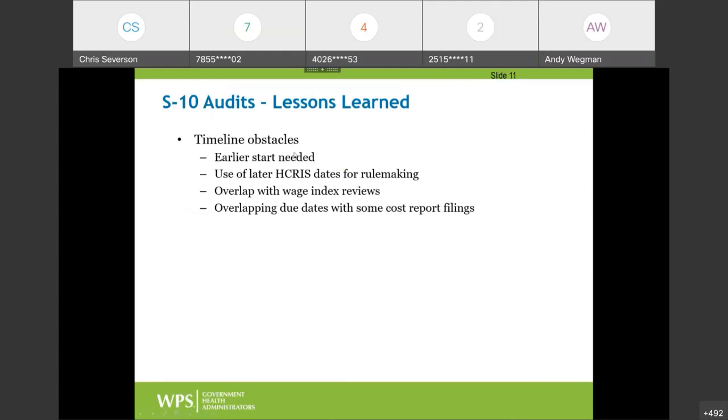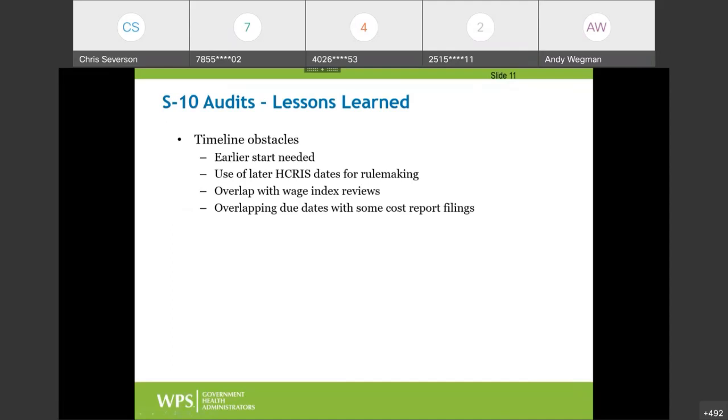And some timeline obstacles, these have gotten better over time. First of all, one of the things we talked about was because the 12/31, by the way, is a drop dead date at this point. The end of the calendar year is when CMS needs the data so they can begin their analysis for the proposed rule. So that's pretty much locked in.